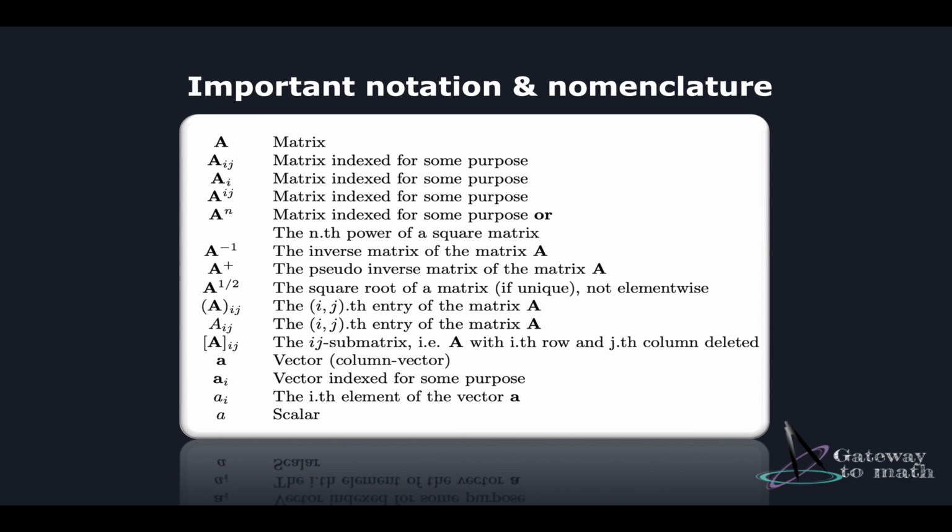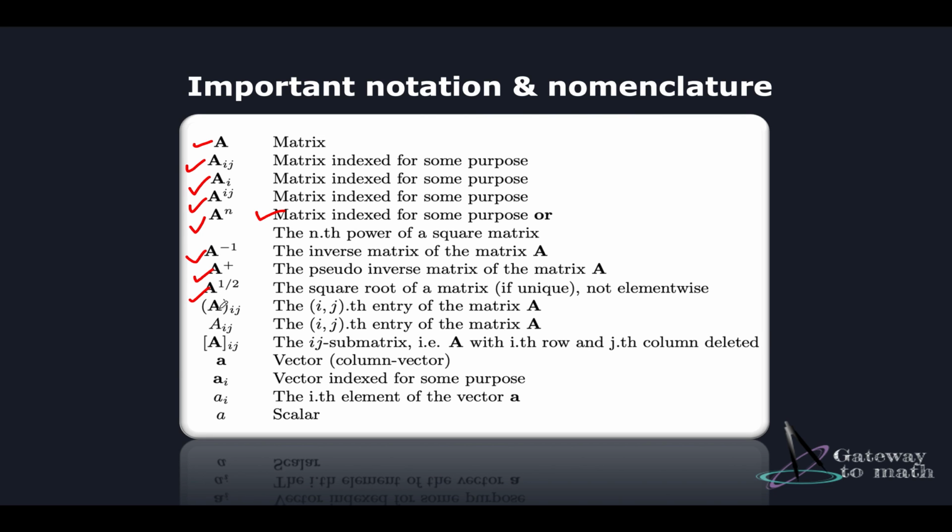Let us start by defining the notation we will be using in the following successive videos. Matrix will be denoted with a bold capital A. Matrix indexed for some purposes will be denoted with either A subscript ij, A subscript i, or A superscript ij. A raised to the power of n will have two representations. Either it will be a matrix indexed for some purpose, or it will be the nth power of a square matrix. A raised to the power of -1 will be the inverse of the matrix A. A raised to the power of plus will be the pseudo inverse of the matrix A. A raised to the power of half will be the square root of the matrix.